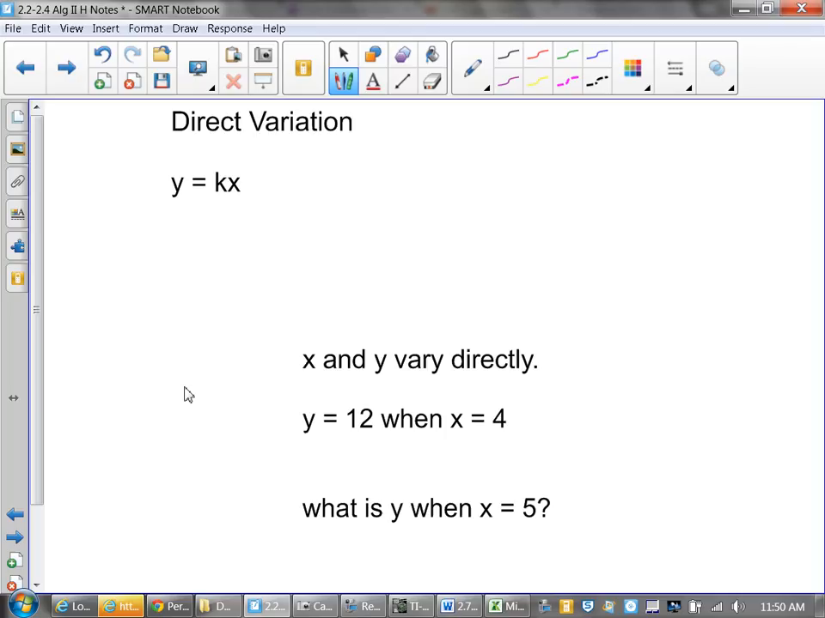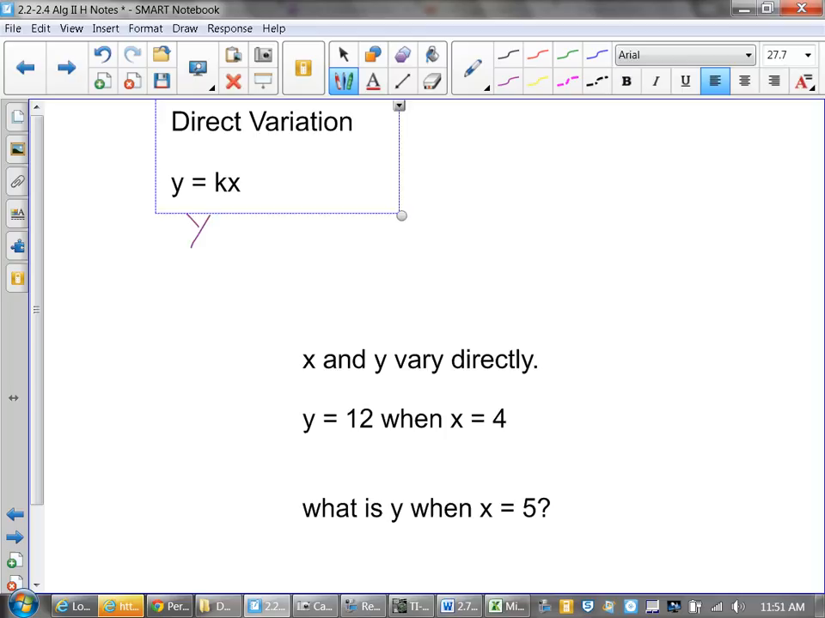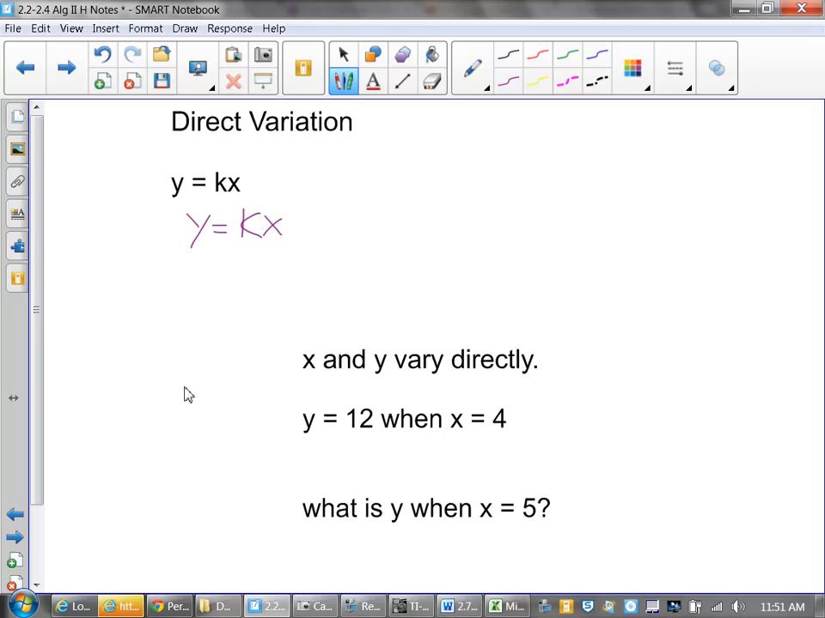Direct variation always uses the same equation. Y equals something times x. That k value is some constant. Okay? Think of it as a slope if you want.